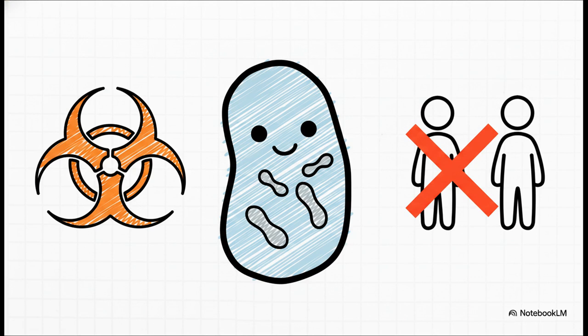Now, because of that absurdly low infectious dose we just talked about, this bug requires a BSL-3 laboratory to culture it safely. It's an HHS Tier 1 select agent, which basically means it's a recognized bioterrorism threat. But here's a massive sigh of relief and a huge board exam pearl. There is absolutely no human-to-human transmission.